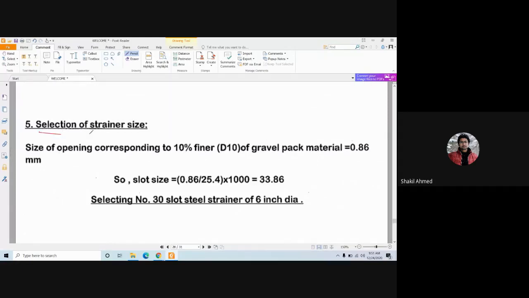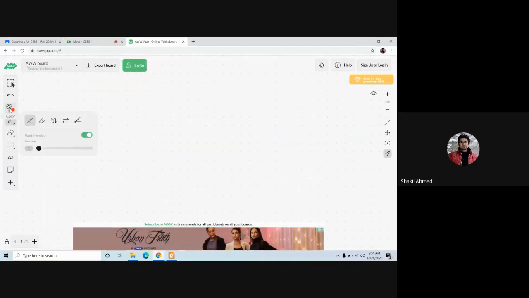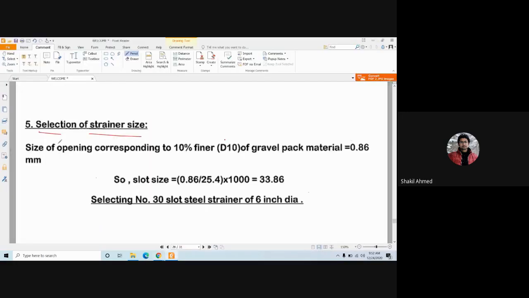The selection of a strainer size. Strainer size. That means what will be the opening of the strainer. So we are talking about this opening. So, size of opening corresponding to 10% finer of the gravel pack material.